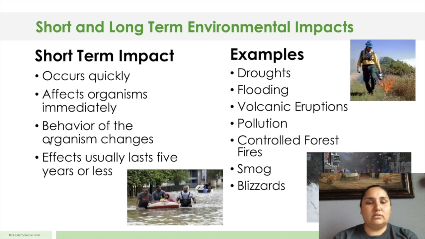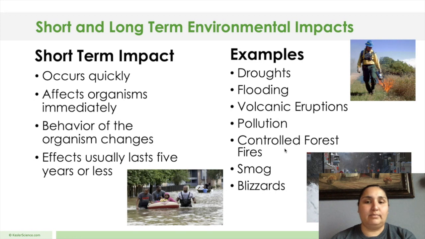Examples, droughts. For the most part, droughts don't last more than 5 years. And nature has a way of recovering from droughts. See, flooding, if a river overflows its banks, it happens very quickly, and immediately the organisms are affected. Those animals, even humans, have to leave quickly because we are also an organism.